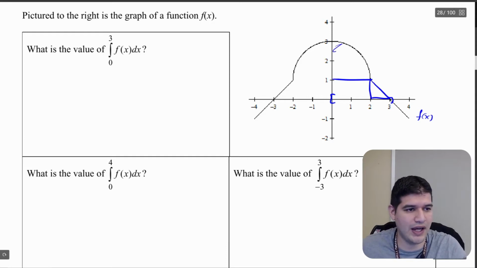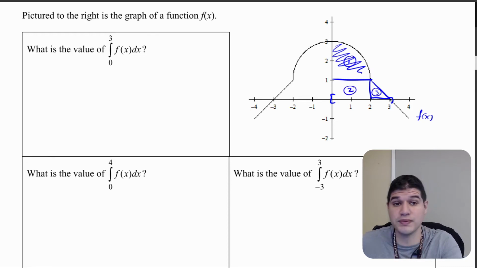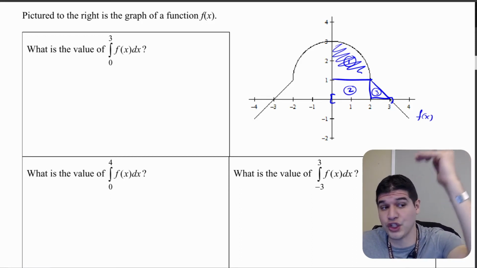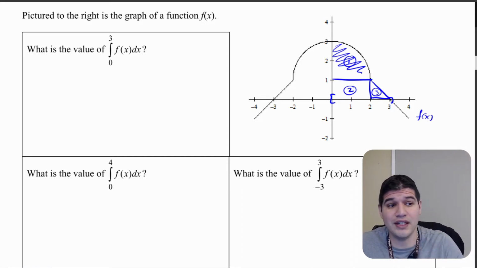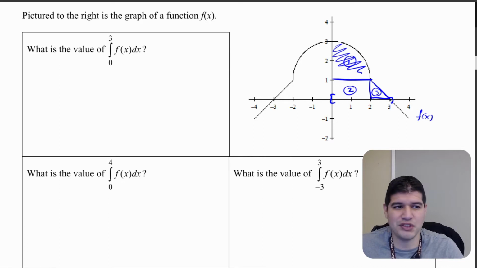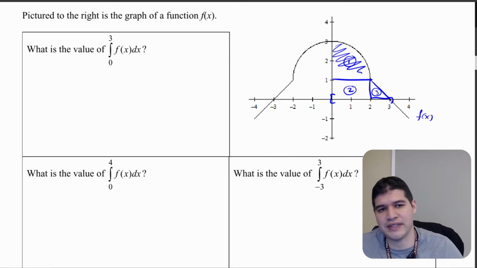So I'm going to find this area here, that's going to be number 1. Then this is going to be area number 2, and then this is going to be area number 3. Because that goes from 0 to 3, I'm finding the area bound by the curve and the x-axis. So all I need to do is think back to my geometry and figure out what are those different areas, and add them up.